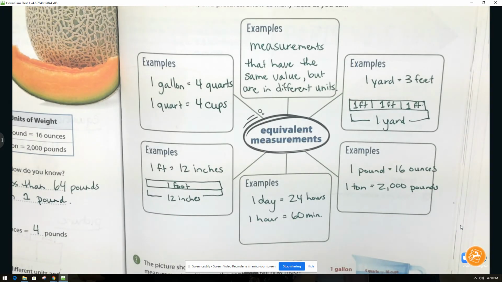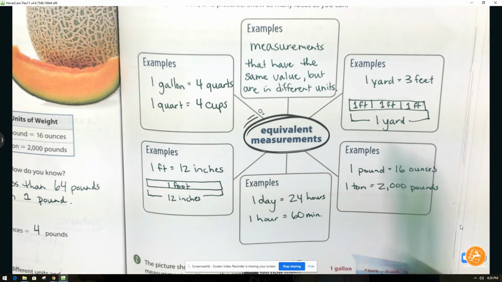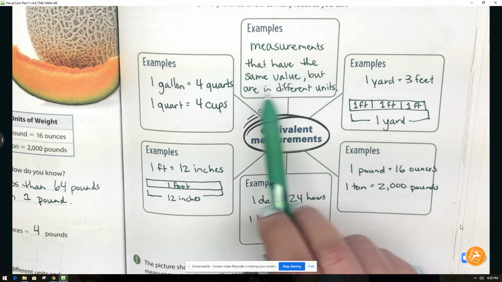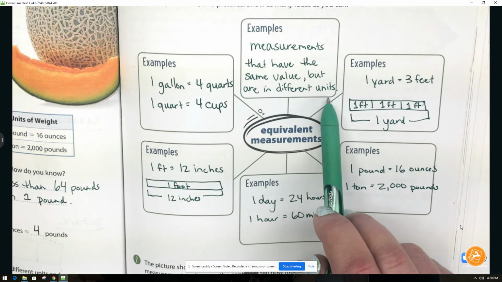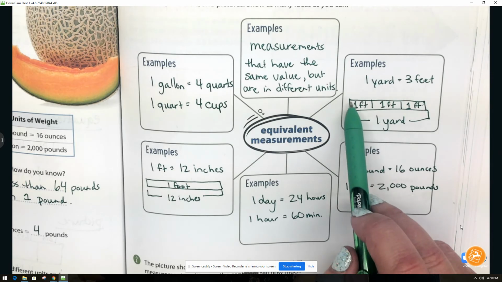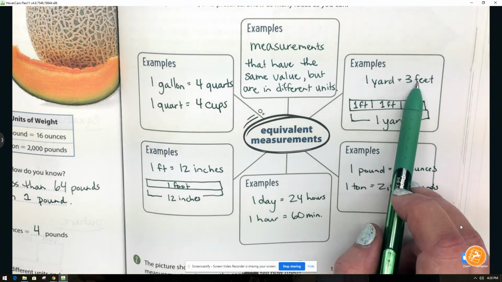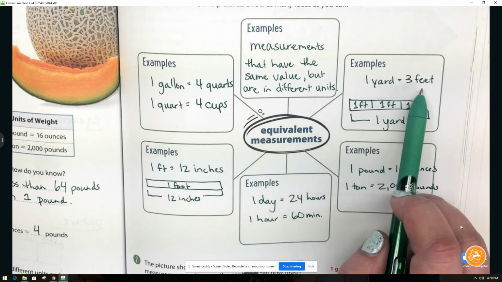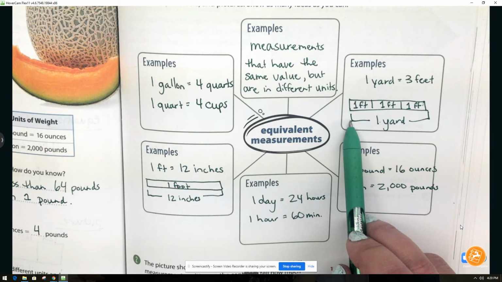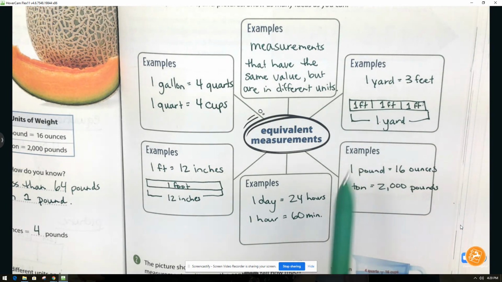Now, this graphic organizer is talking about equivalent measurements. So what are equivalent measurements? They are measurements that have the same value but are in different units. So there are measurements like, for example, 1 yard that have the same length, but 1 yard is equal to 3 feet. So 1 yard and 3 feet are equivalent measurements. They're both the same size, but they both have different values.